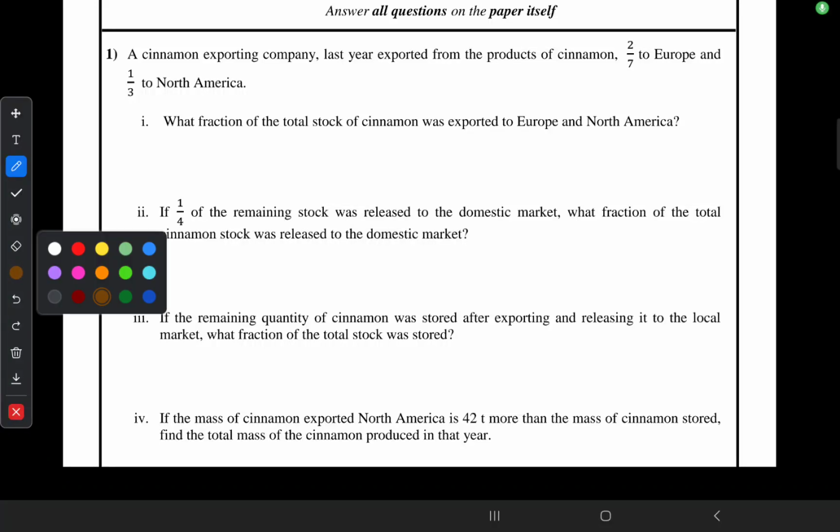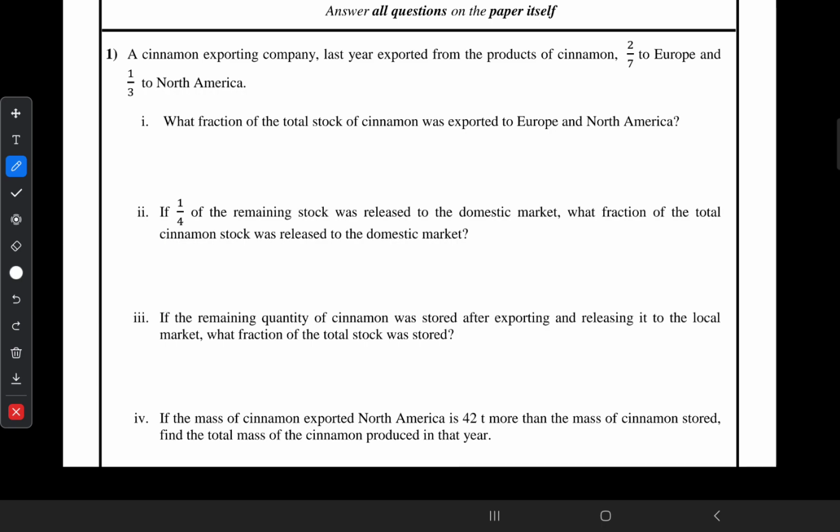In this question, first of all, we have to draw a mind map. A cinnamon exporting company lastly exported from the products of cinnamon 2/7 to Europe and 1/3 to North America. What fraction of the total stock of cinnamon was exported to Europe and North America? Okay, Europe and North America.